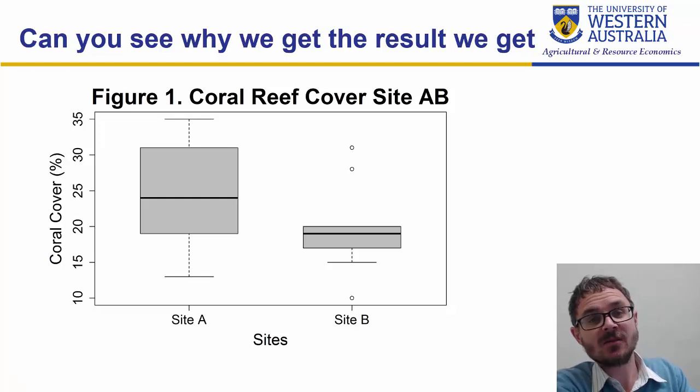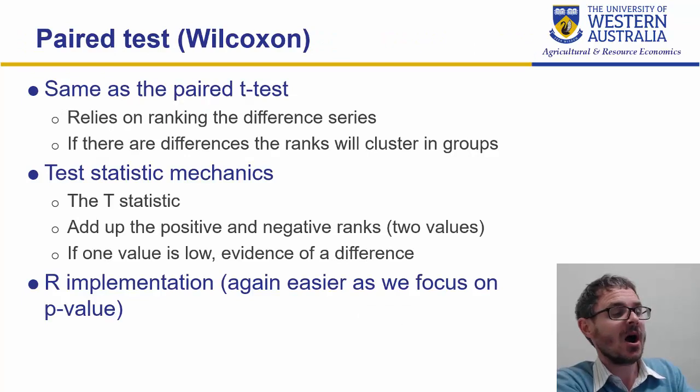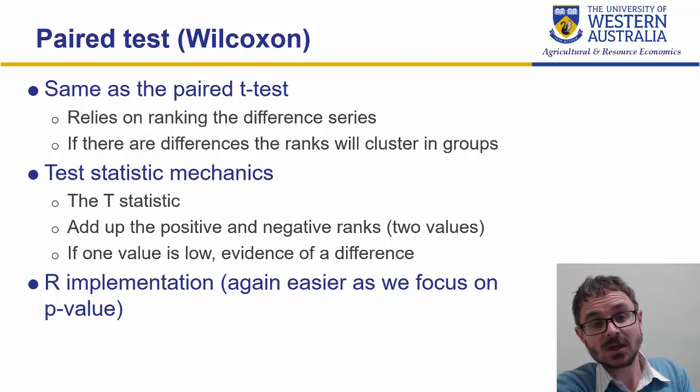Now, what about if we want to have paired tests? So our paired test is our Wilcoxon test. So we know it's implemented exactly the same way. There is a test statistic. We just focus on being able to implement the test in R and read the p-value, which is going to tell us what to conclude. And that's the important thing from a management perspective.